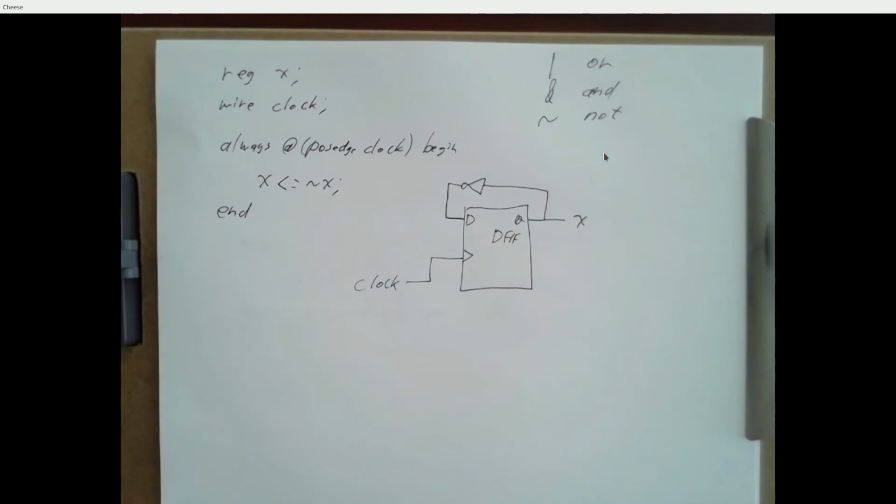So we can design state machines using this idea of an always block. So let's make a toggle flip-flop.